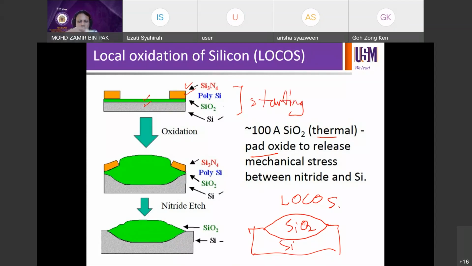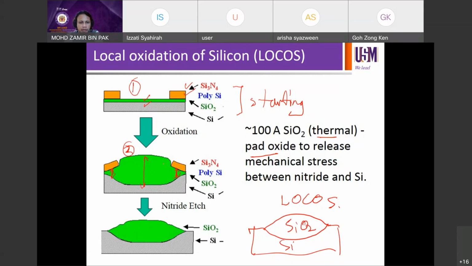Then with this structure, you redo the oxidation. You put this sample in the oxide furnace and continue the oxidation, and you're going to get this kind of growth. Second, you're going to get your oxide thicker on the central part, and the oxide on the sides will be grown as well, but it's not as thick as the central part.